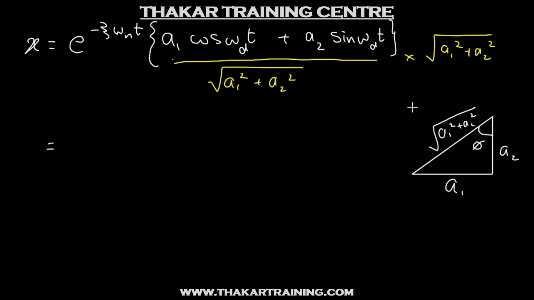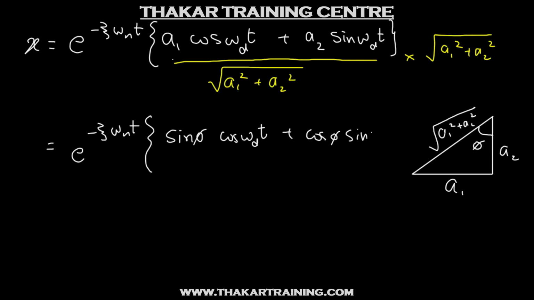Alright. You need not worry about all this. I'm just explaining it to you, otherwise you will get confused about where A1 and A2 went and where the new constant phi came from. So what is now A1 upon the square root of A1 square plus A2 square? It is sine phi. Alright. So this is e raised to minus zeta omega n t as it is. This A1 upon this part, I am writing as sine phi. And this is cos omega d t as it is. Plus, now what is A2 upon root of A1 square plus A2 square? That will become cos phi.